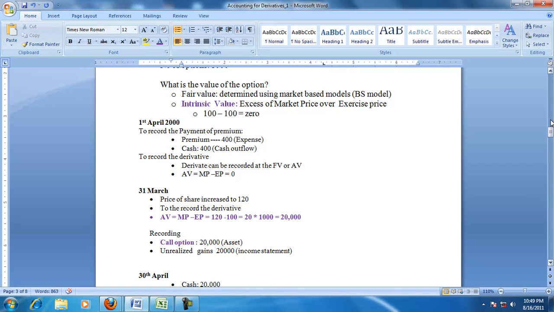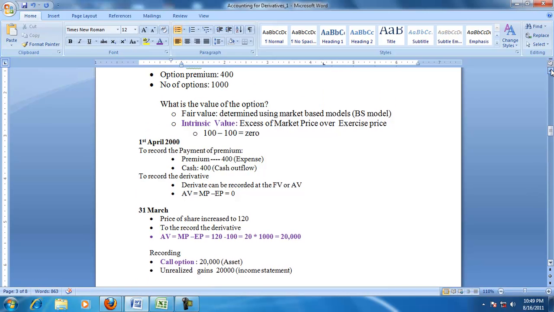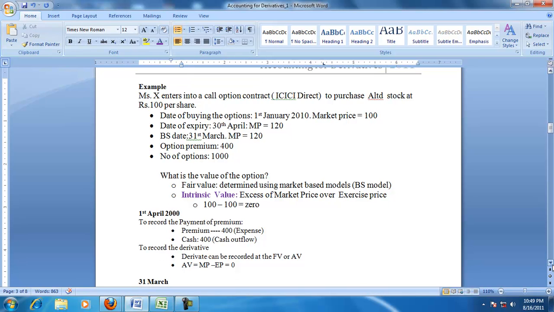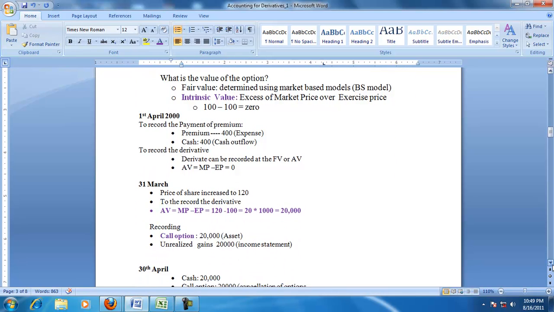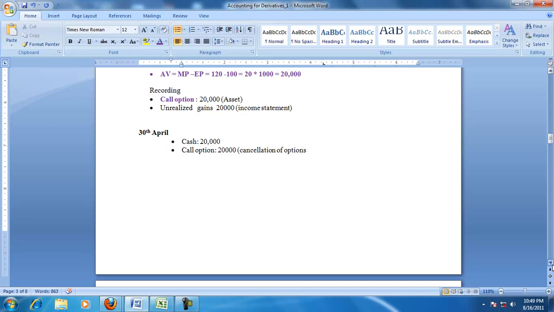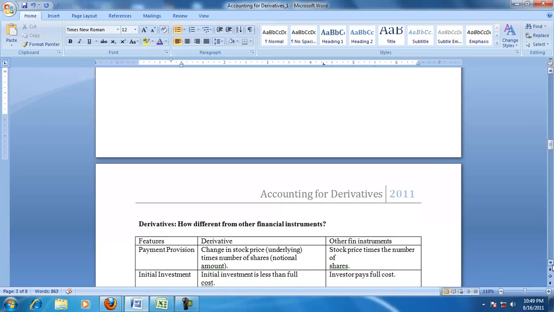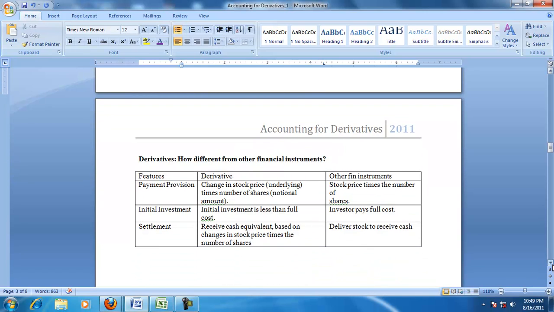So a normal derivative held for trading is like any other financial instrument through FVPL or held for trading financial instrument, but the accounting for the held for hedging is not as simple as that. Before we move on to hedge accounting, let us recap and see how different a derivative instrument is from other financial instruments. The difference arises because of the payment provisions, because of initial investment and settlement.